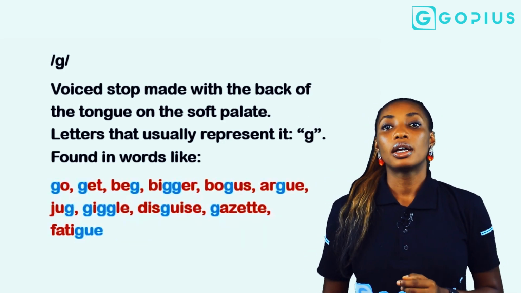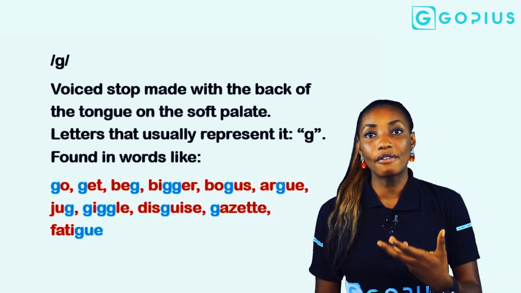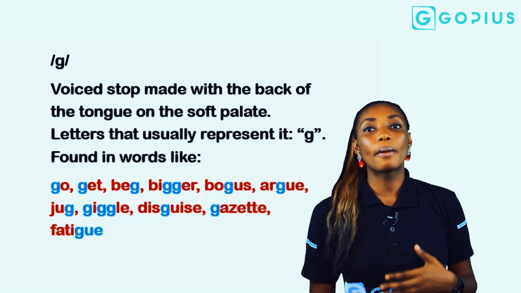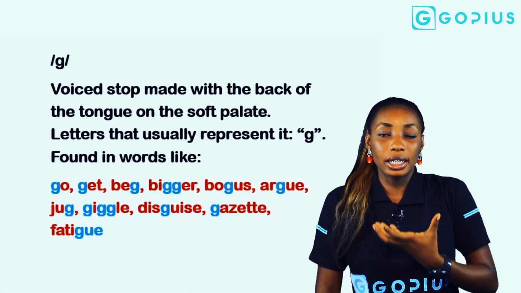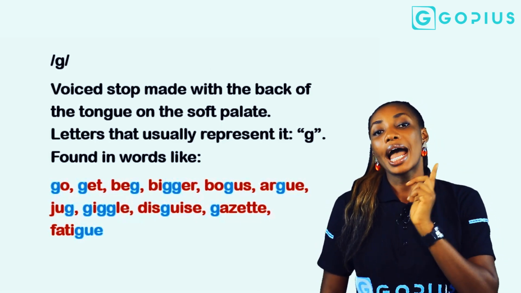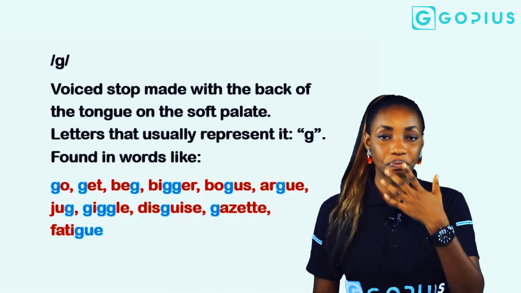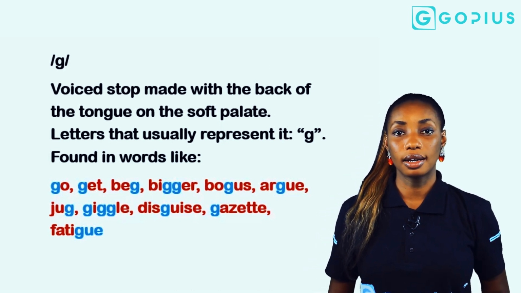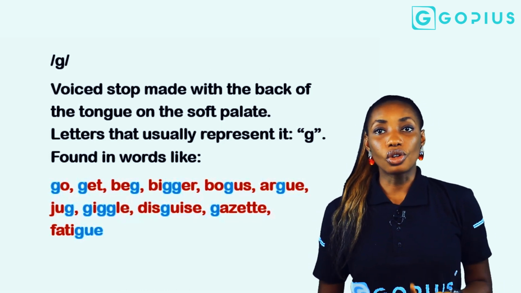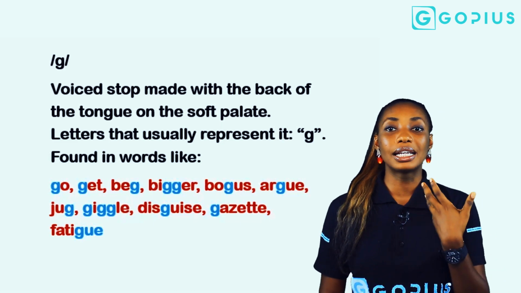So we're going to the voiced velar stop, made with the back of the tongue on the soft palate. When you try, you would know that the back of your tongue has to touch the soft part of the roof of your mouth to produce this sound. Voiced stop, made with the back of the tongue on the soft palate. Letters that represent it, we have the letter G.